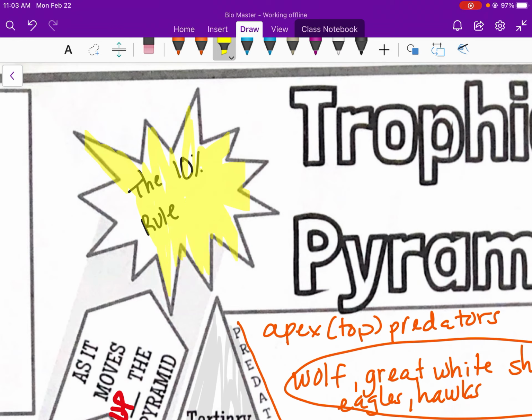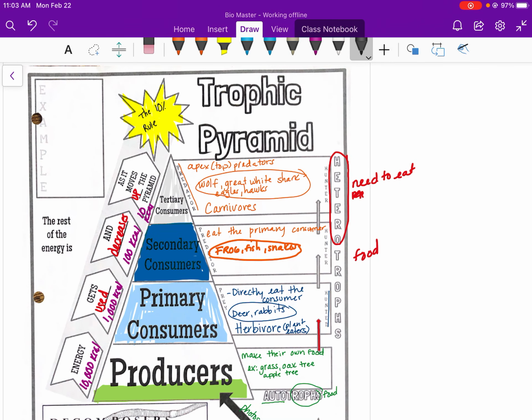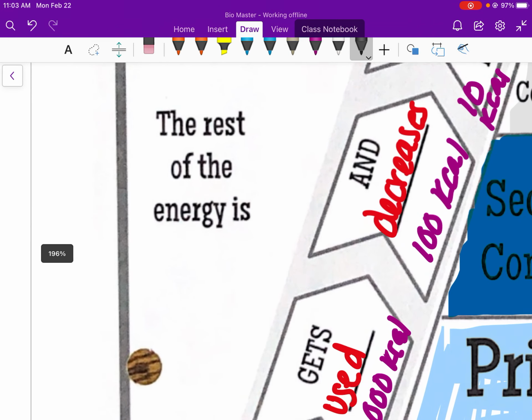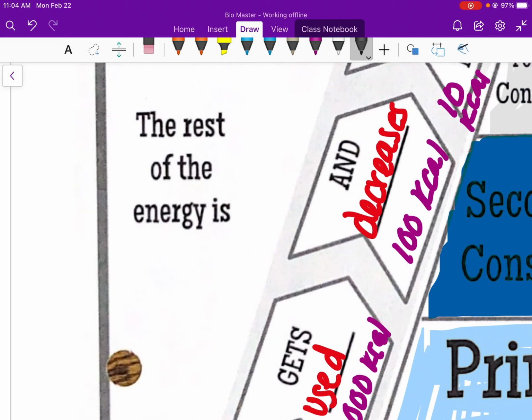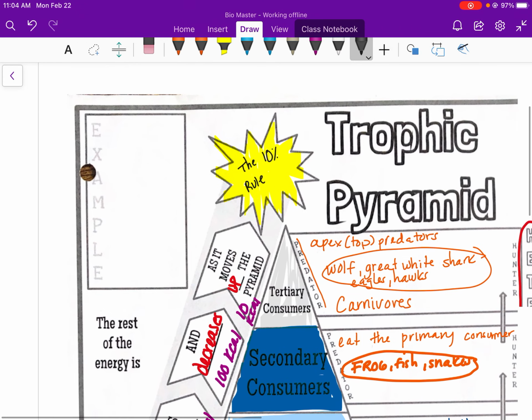So remember, the reason we have only 4 or 5 links in a food chain is because the energy gets so small. If there was something on top of this that ate the wolf, it would get almost no energy. So it's just not practical to exist above a tertiary consumer. And remember, the rest of that energy is lost as metabolic heat. And this is just heat produced from our bodies going through their daily processes.